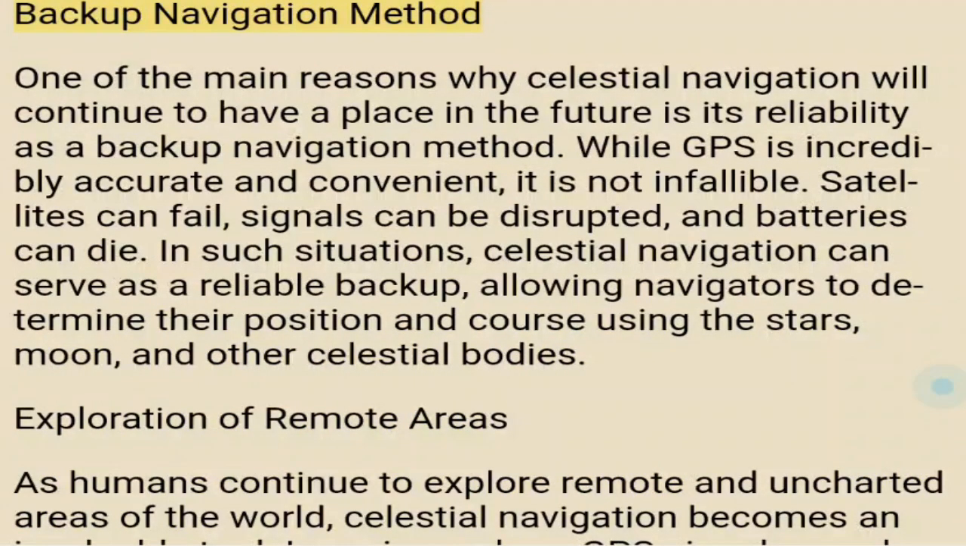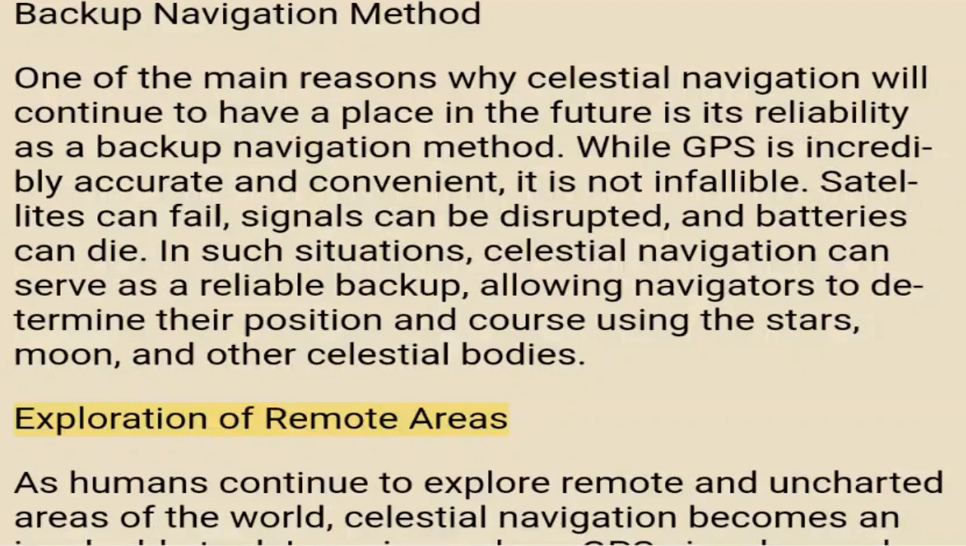Backup navigation method. One of the main reasons why celestial navigation will continue to have a place in the future is its reliability as a backup navigation method. While GPS is incredibly accurate and convenient, it is not infallible. Satellites can fail, signals can be disrupted, and batteries can die. In such situations, celestial navigation can serve as a reliable backup, allowing navigators to determine their position and course using the stars, moon, and other celestial bodies.